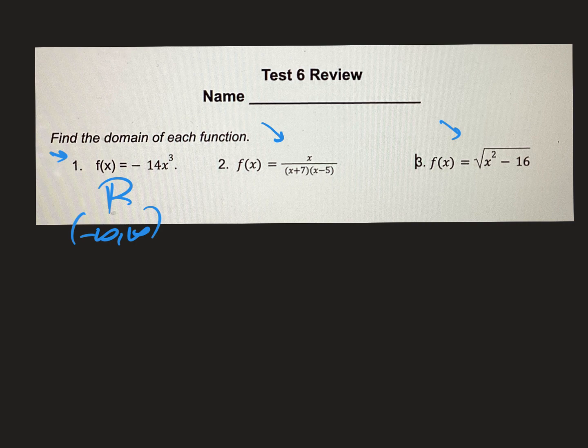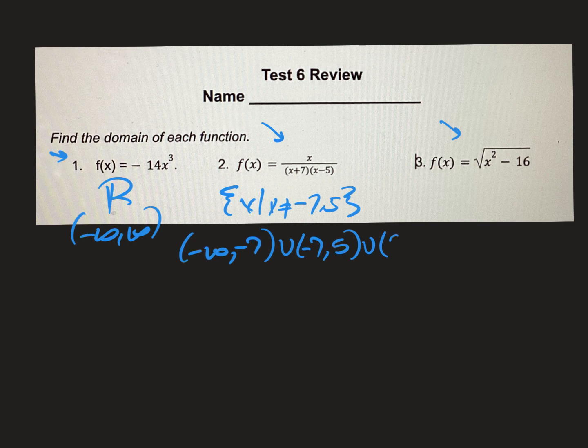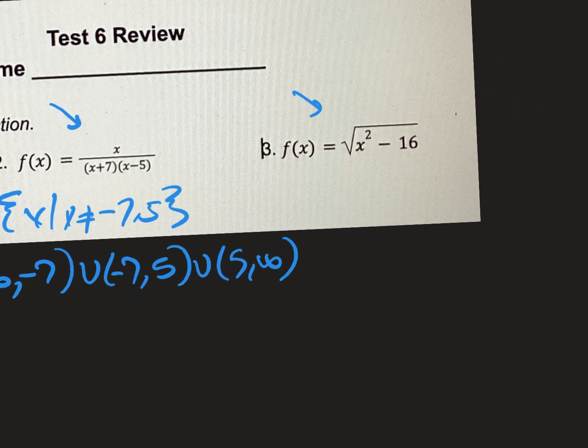So number 2, where is the domain there? Two ways you can write this. Obviously, x cannot be negative 7 or 5. So you can say all x such that x is not negative 7 or 5. Or you could also, this is a little longer way to go, say negative infinity to negative 7, parentheses with the negative 7 and the 5 because it can't include those two, and then 5 to infinity. So just like that, probably that first way is a lot quicker, but it's up to you.